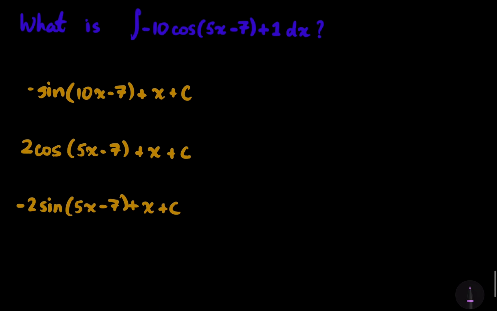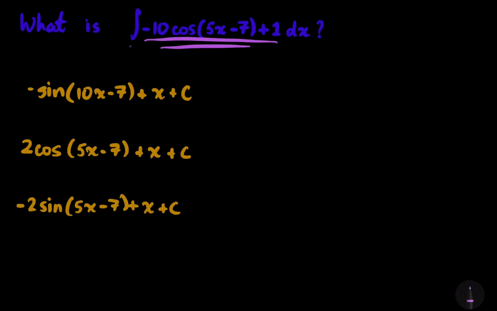Next up, what is the indefinite integral of negative 10 cosine of 5x minus 7 plus 1 dx? Here we're given the actual integrand, and we're trying to find the antiderivative of this function. We're given 3 different options. The way we can approach this is to think that for one of these functions, since we have to pick one, the derivative of the function is going to be this integrand right over here.